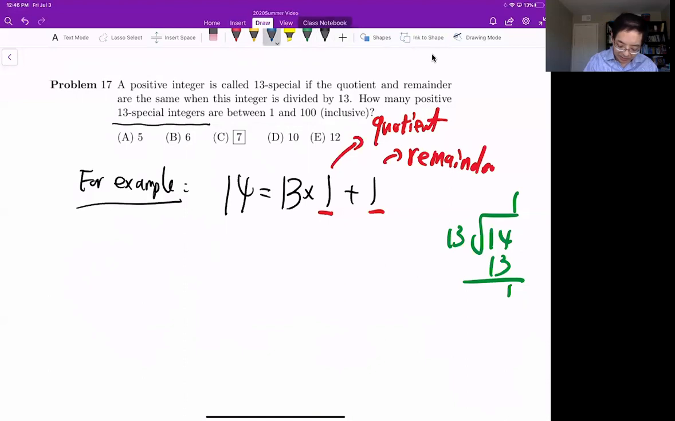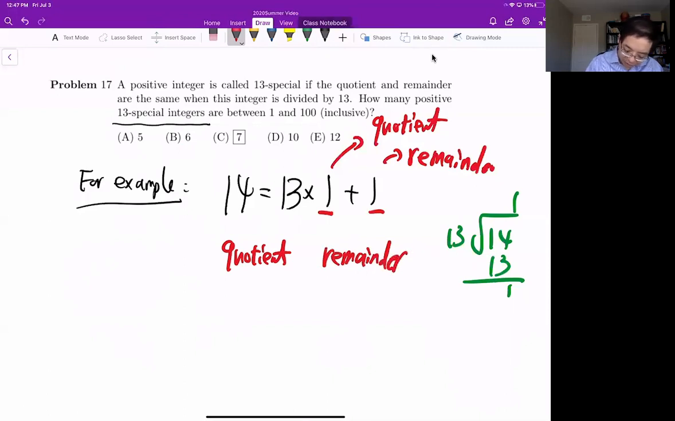Then obviously by the pattern, what's the second one? The second one will be 13 times 2 plus 2, and the third one is 13 times 3 plus 3. That's because the remainder and quotient are the same. So this is the quotient, maybe let me rewrite it like that. This is the quotient, and here is the remainder.